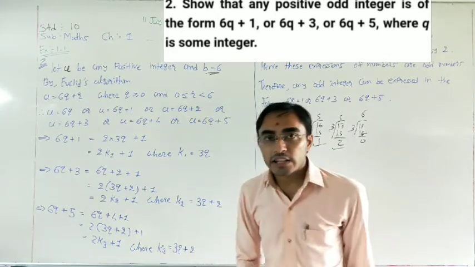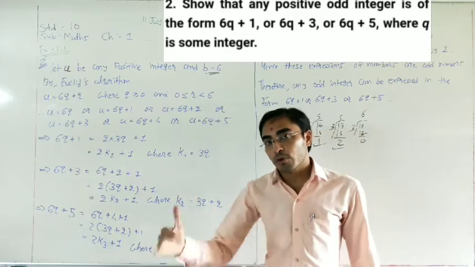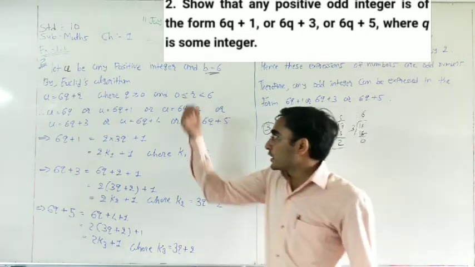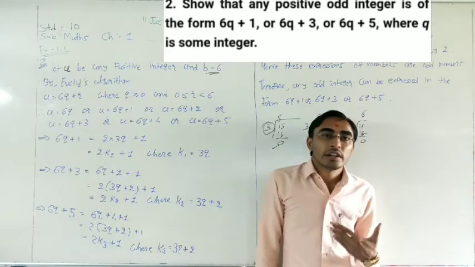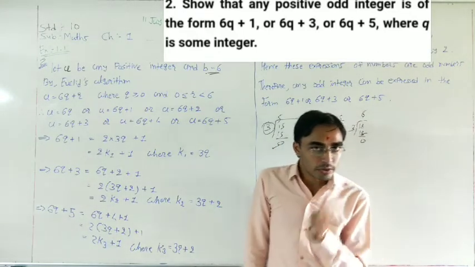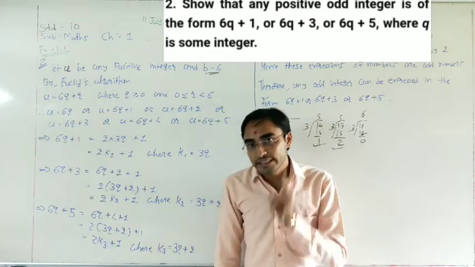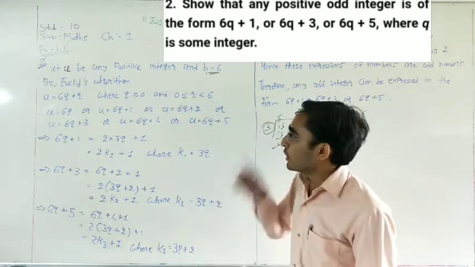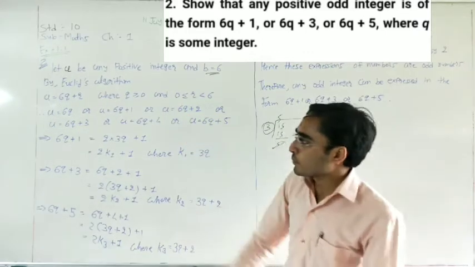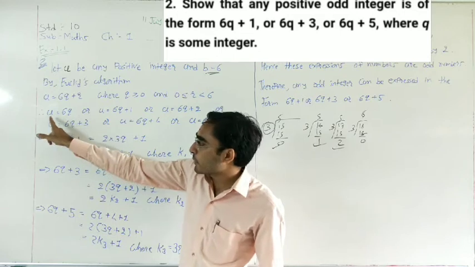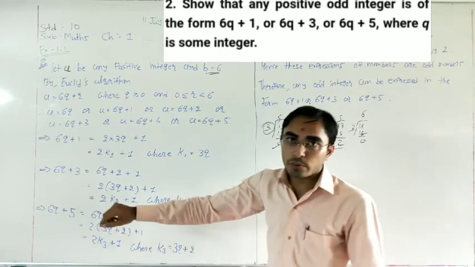That means our remainder r can be 0, 1, 2, 3, 4, 5. It cannot be 6. Here in this case, our remainder becomes 0, 1, 2, 3, 4, 5, but it cannot be equal to 6. So if our remainder r is equal to 0, then 6q plus 0, that is 6q only. This is the first possibility: a is equal to 6q.